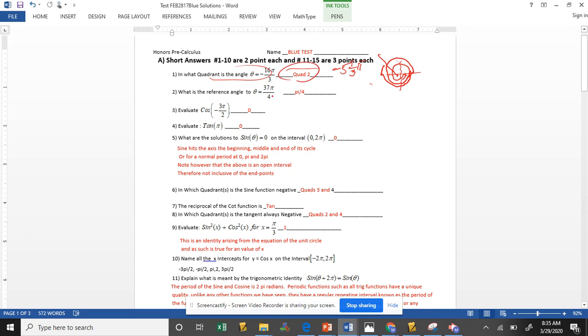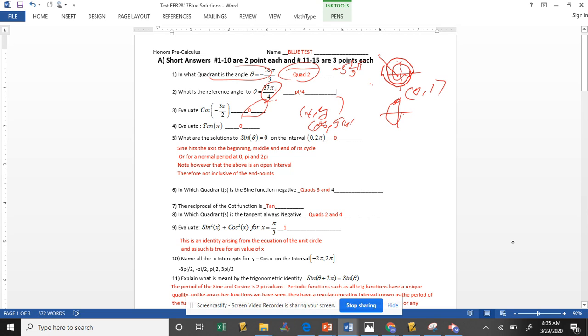What is the reference angle? The reference angle is always given right there, pi over 4. Evaluate the cosine of negative 3 pi over 2. Remember, cosine is the x-coordinate, x comma y is cosine comma sine. So negative 3 pi over 2 is right there. That, of course, is 0, 1, so the cosine there is 0.